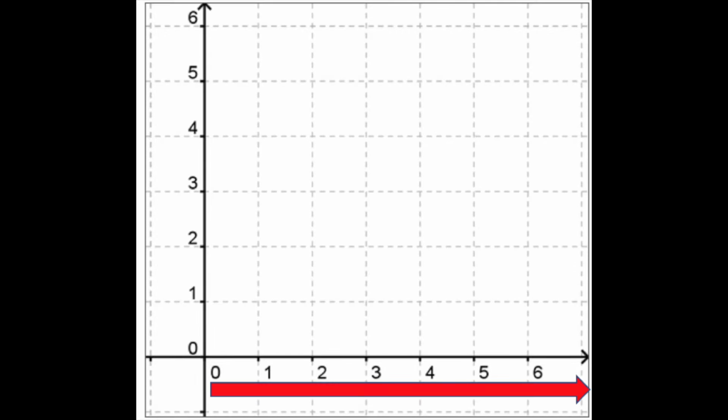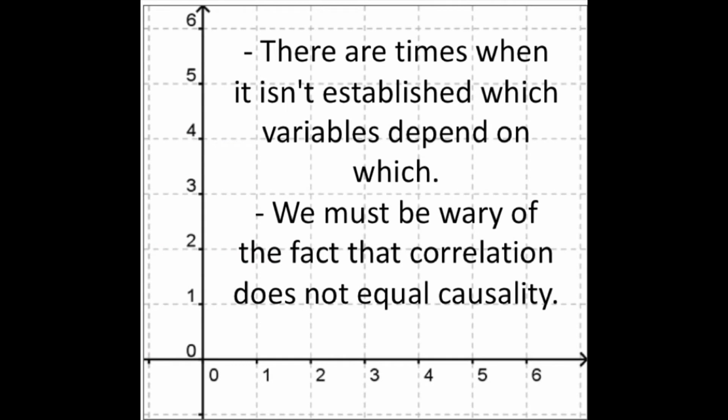When making graphs, we typically have two variables whose values correspond to the horizontal and vertical axis. If one variable depends on another, we represent them on the horizontal and vertical axis respectively. This is where we could potentially run into problems. There are times when it isn't established which variables depend on which. We must be wary of the fact that correlation does not equal causality.